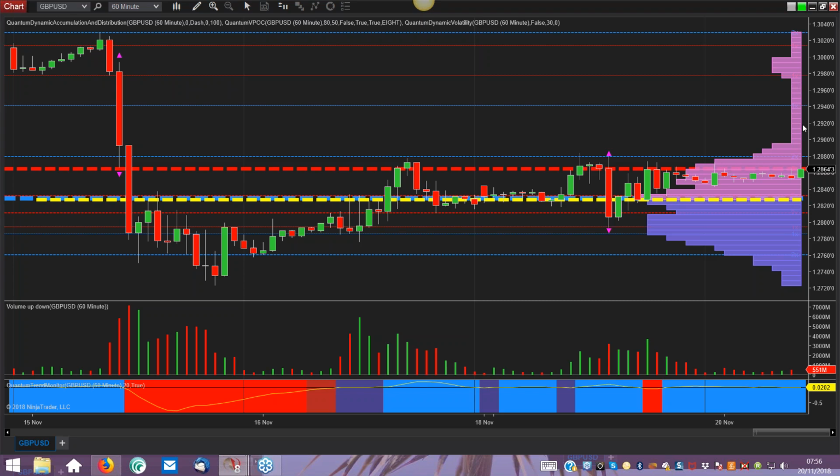It's very light, and there's virtually no volume here. This is all low volume node, if you will. There's hardly anything here. So for the market to reverse isn't going to take much effort, much volume to drive it back up through there.